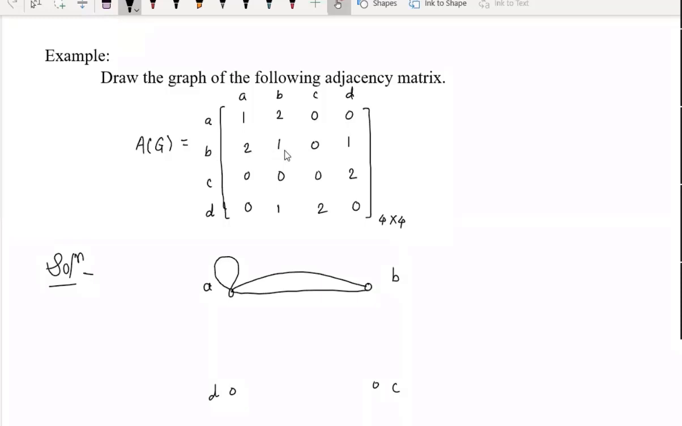Now we start the second row. You have to start from B to B, because the number of edges between B to A is 2, and that we already drew here. A to B or B to A is the same thing. That's why you have to start with B to B. So how many edges are between B to B? 1. There is a self loop at vertex B. B to C, no edges, and there is one edge between B to D. So I'll draw the one edge between B to D.